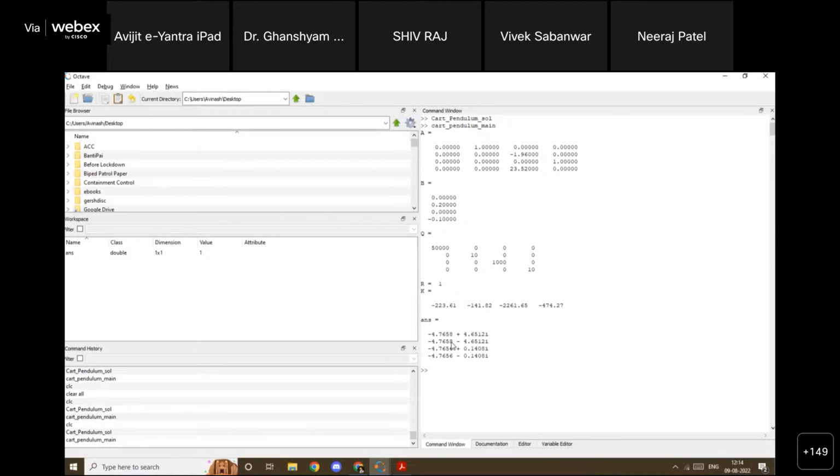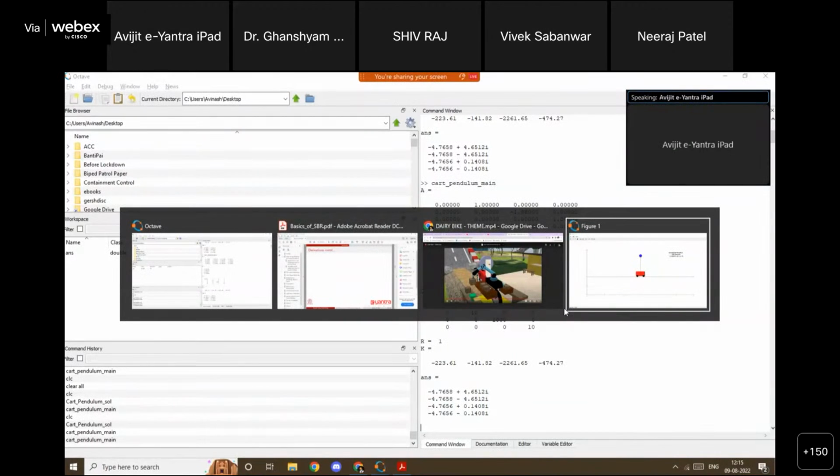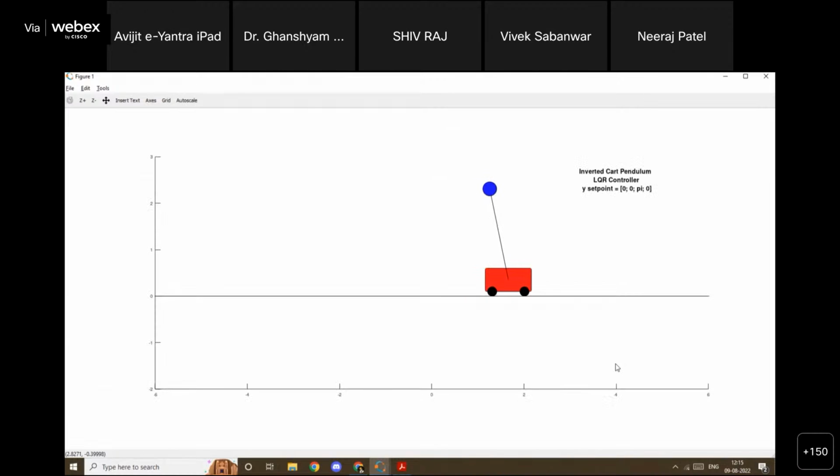And then you can see that these eigenvalues of the A matrix, which is now after applying the controller, are coming into the negative half of the complex plane, correct? So I'll just run it again. And you can see the controller acting on the inverted cart pendulum.